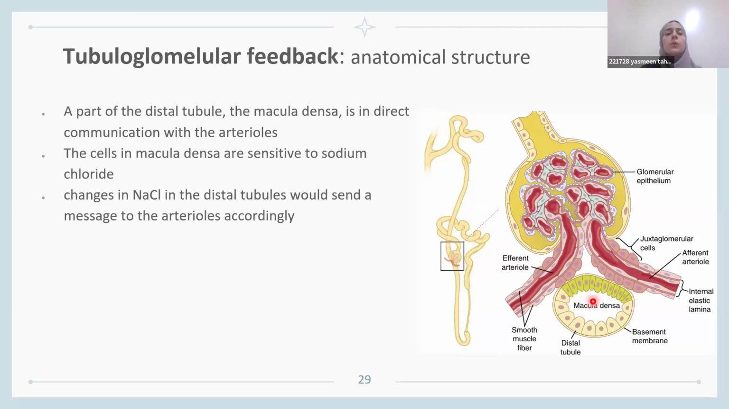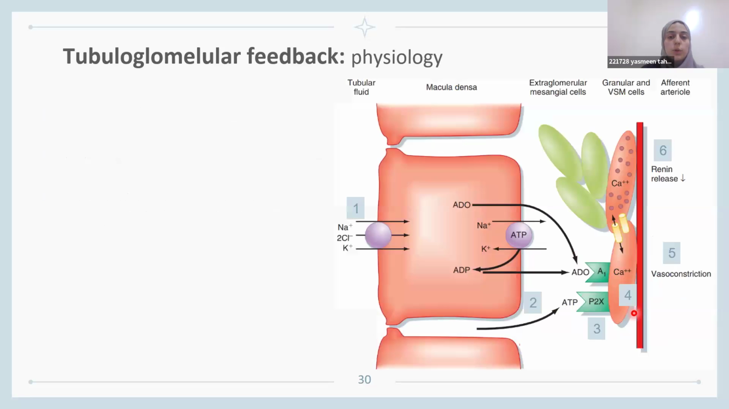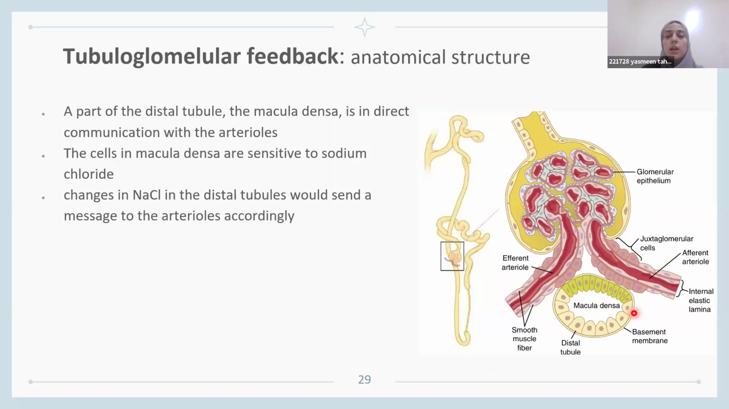So if we have high sodium chloride, for the macula densa cells, this translates to, oh, we have a high filtrate. So slow down kidney with less filtration. And if we have a low sodium chloride, then we need to filter more because this is not normal. We should have higher sodium chloride. So how is this achieved? We will talk about the cellular level, about the macula densa and how they affect the arterioles.